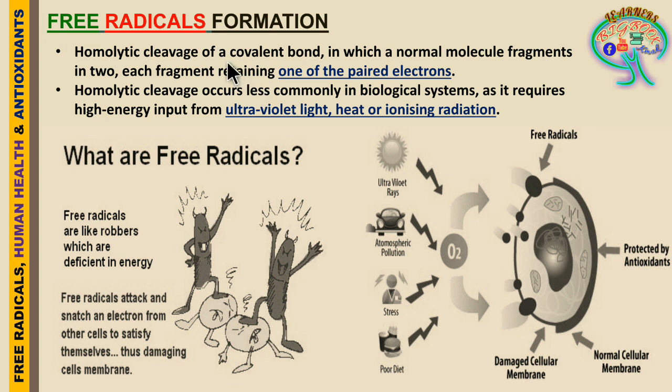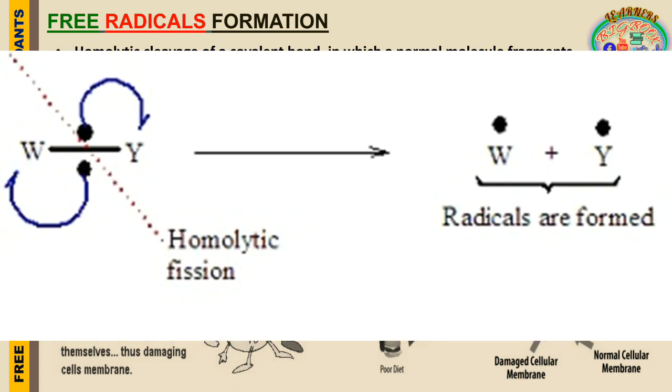When these bonds are going to cleave, during this cleaving of the bonding, there will be the separation of the electron pair where these bonds were already attached. Because of this, one of the paired electrons is retained in one of the molecules and the other electron is given to the other molecule.